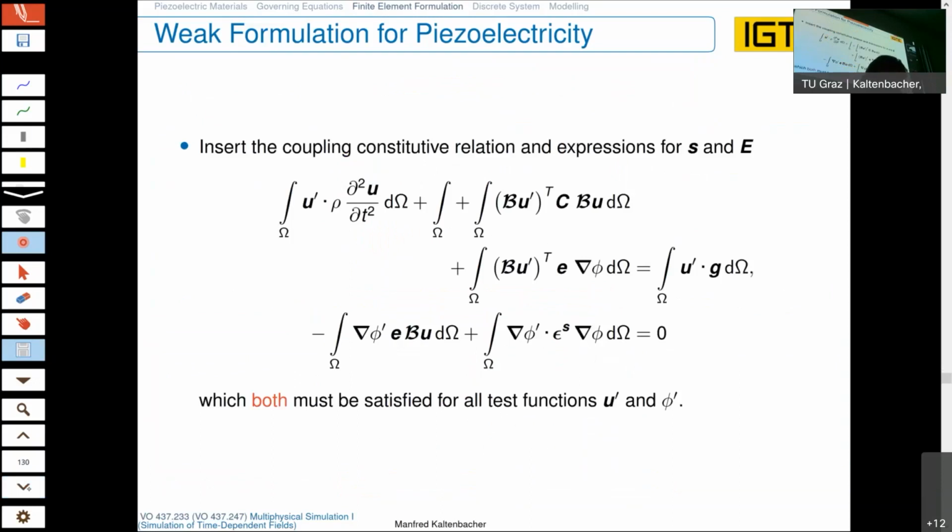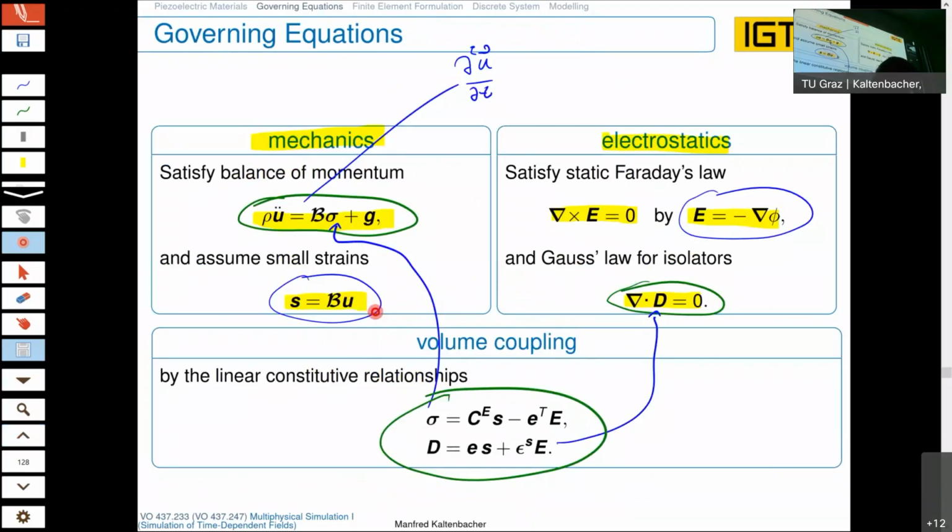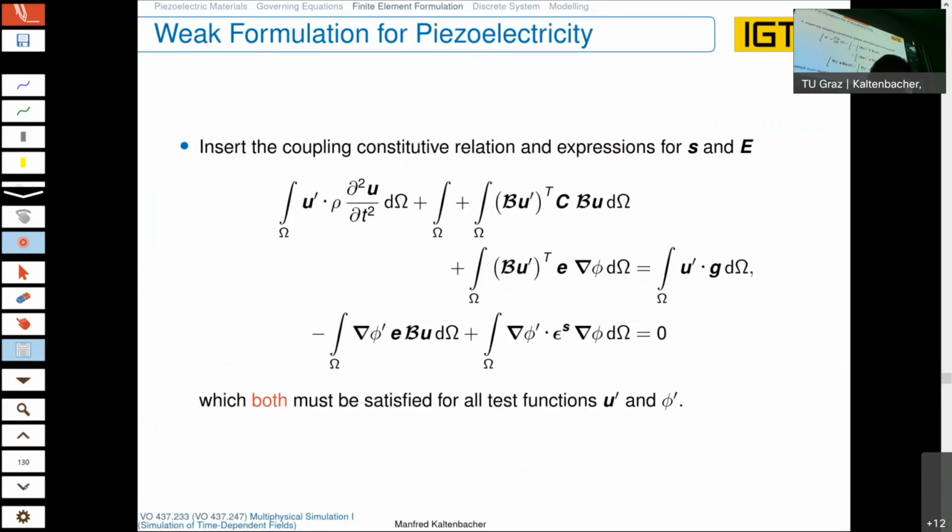And in addition, we also use the relations shown here between the strain and the mechanical displacement via the differential operator B, and the relation between the electric field and the scalar potential. If we do this, we come to our final weak form as shown here.